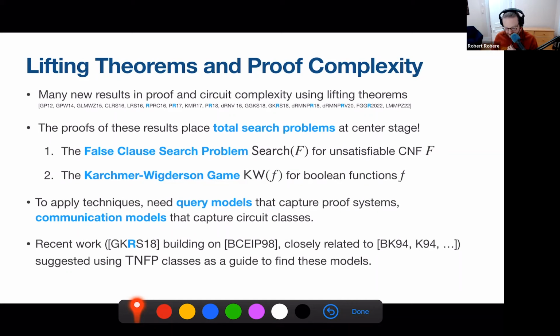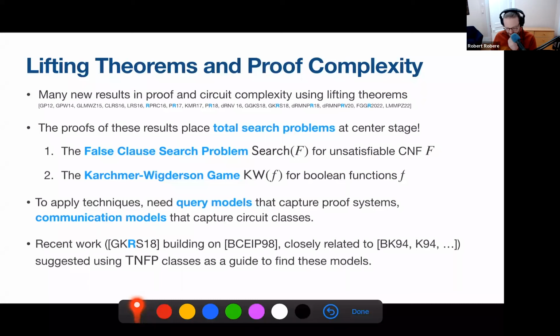In fact, in recent work, we've seen that much bigger things can be captured this way. We can capture much more flexible circuit models. We can capture lots of different query models. And it turns out that there are natural relationships between many query complexity measures and many proof complexity measures, and also many circuit complexity measures and communication complexity measures.